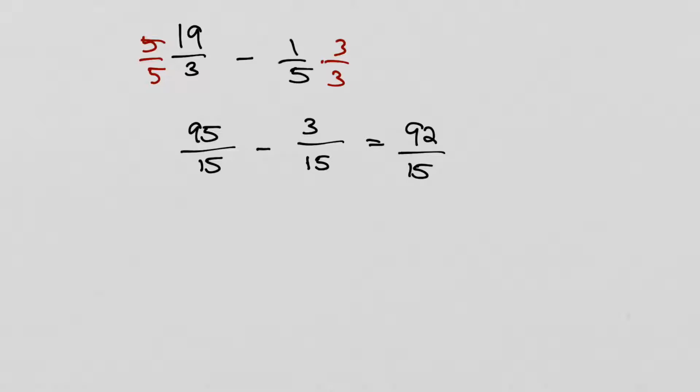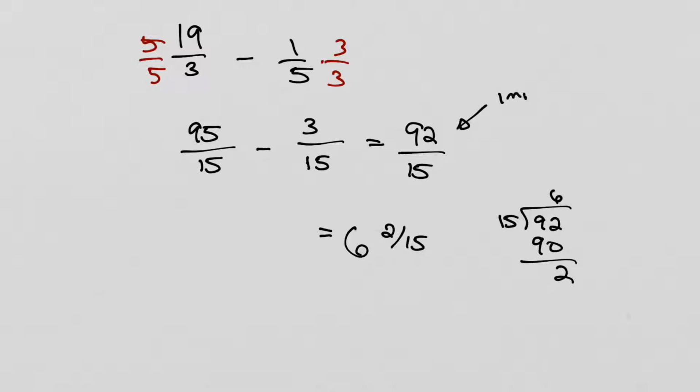Right? And if you want to write this out as an improper fraction, as a mixed fraction, remember we could take 15, divide that into 92. Let's see, 15 times 6 gives me a 90 with a remainder of 2. So this is the same thing as 6 and 2/15. Okay? So there is your improper answer, and this is your mixed answer.